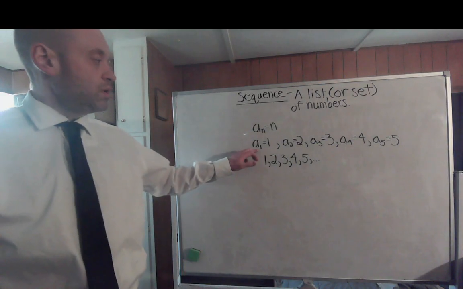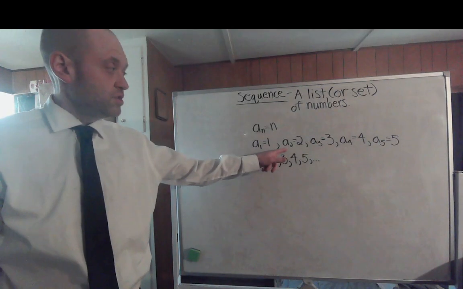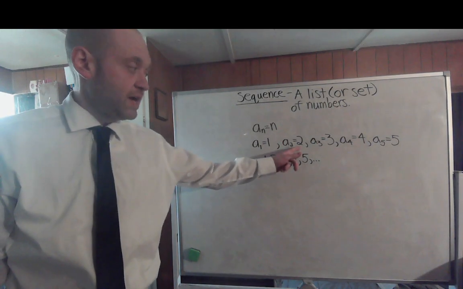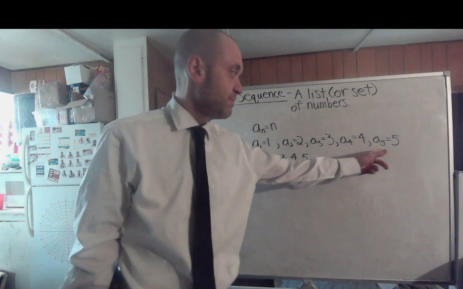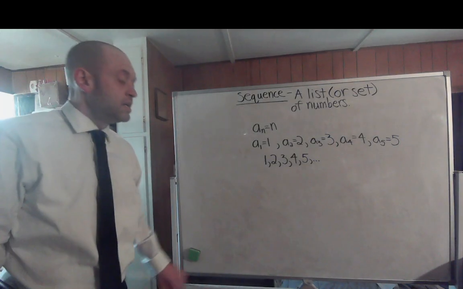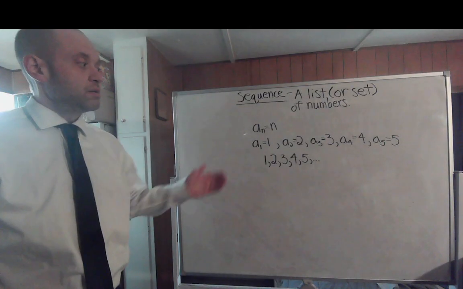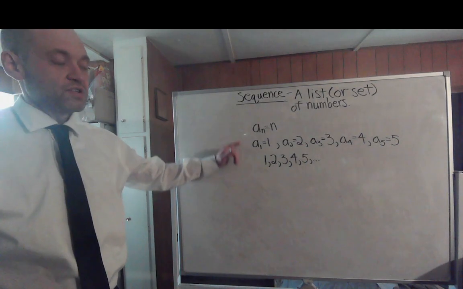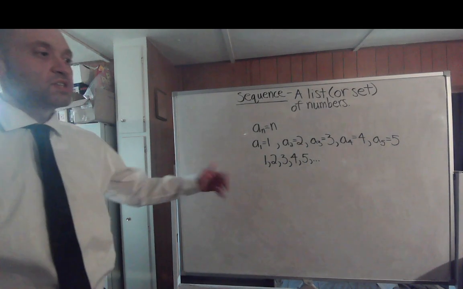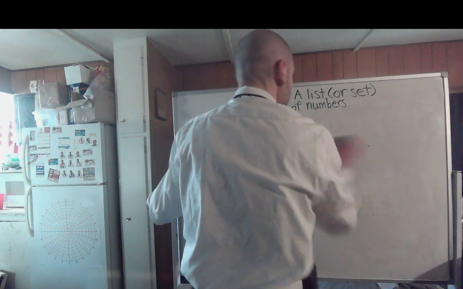So a sub 1, I'll just put that 1 in for n, I'll get a value of 1. A sub 2, I'll put the 2 in for n, I'll get a value of 2, and then so on. A sub 3 is 3, a sub 4 is 4, a sub 5 is 5. What we're doing here is we're listing the terms. We're listing the first 5 terms of the sequence. So let's do some more examples here of listing terms of sequences.